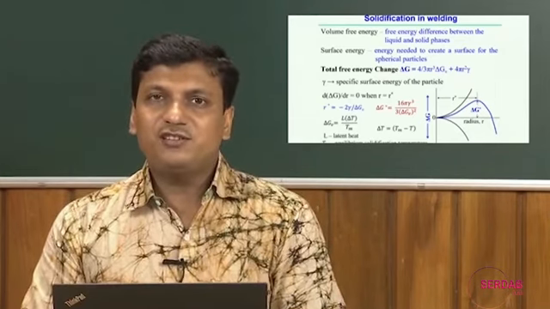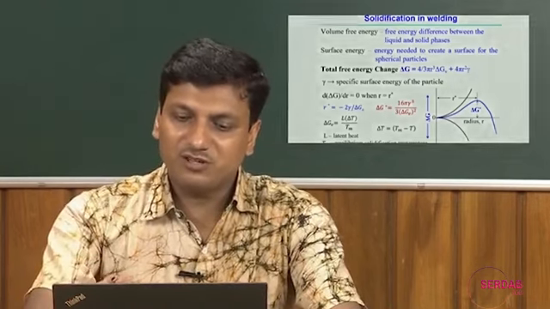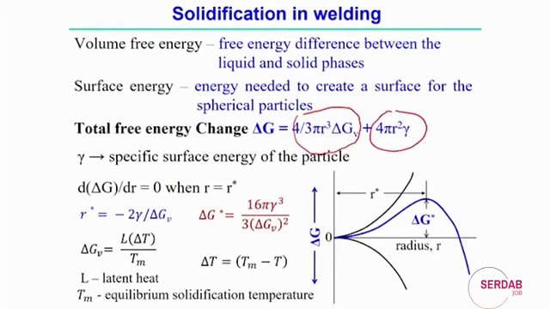That means the total free energy change in this process consists of two components: one over the volume and one over the surface. The first component, 4/3 πr³, represents the volume of a spherical particle, and ΔG_V is the volume free energy, the change of free energy required to change from liquid to solid phase, per unit volume. That is the first component. The second component is the surface energy. 4πr² is the area of the surface of a spherical particle, and γ is the specific surface energy of that particle. So, ΔG represents the total free energy change during the nucleation process.